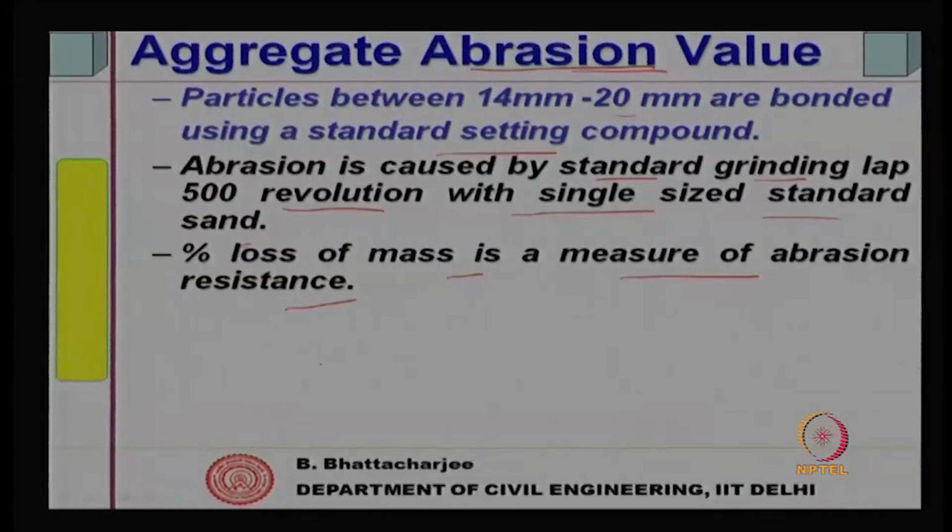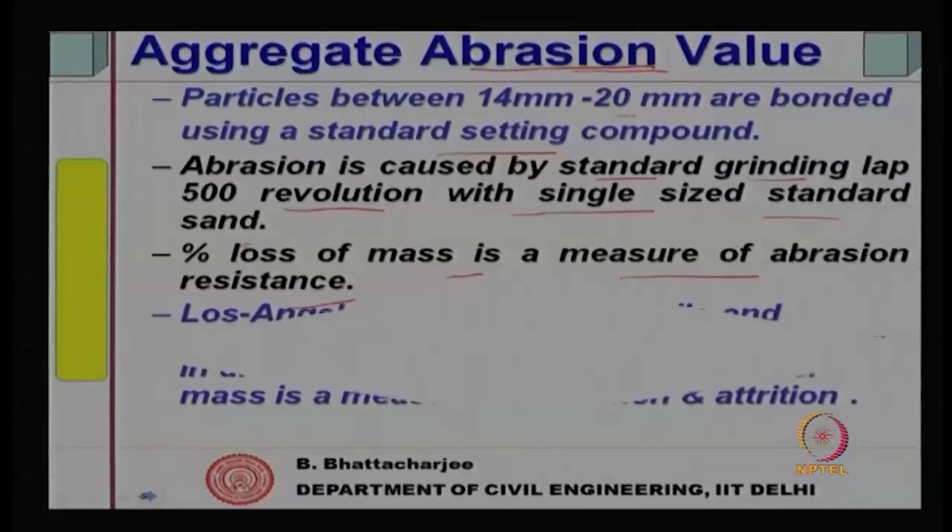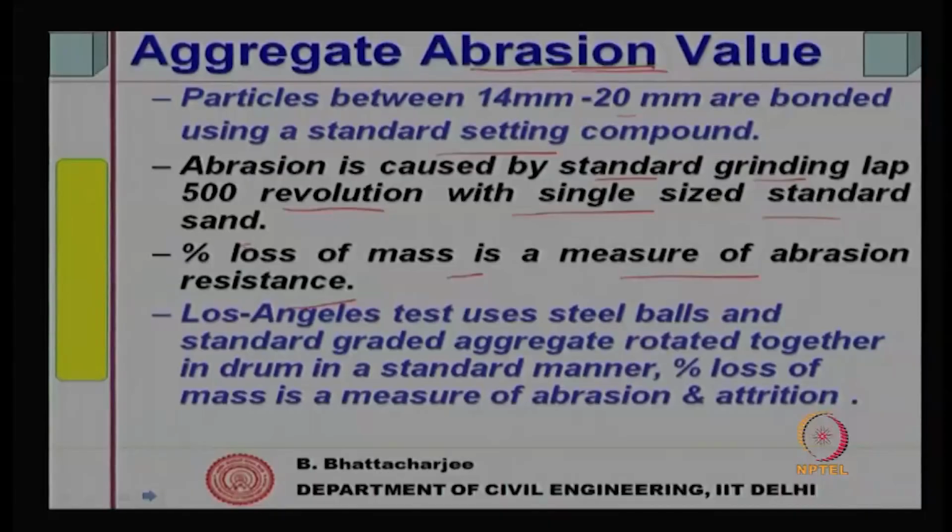So, you grind it putting sand on top of it, and once you have done that, some of the aggregates will become powder, loss of mass will be there. So, loss of mass is measured, and that gives us abrasion resistance. Lower it is, better; the lower the mass loss, the better the abrasion resistance.